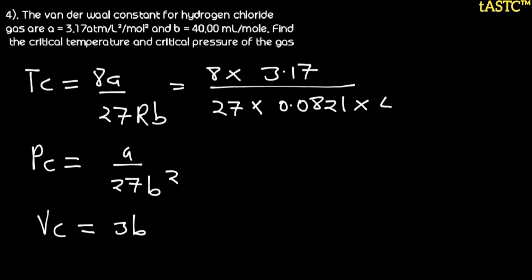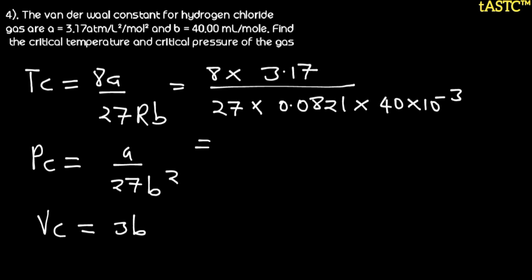Now B is actually 40 milli. Now we need to change this from milliliter to liter. Now if you have milli, 1 ml is equal to 10 raised to the power of negative 3 liter. So in order to change this, we need to introduce a 10 raised to the power of negative 3. So let us see what that is going to give.